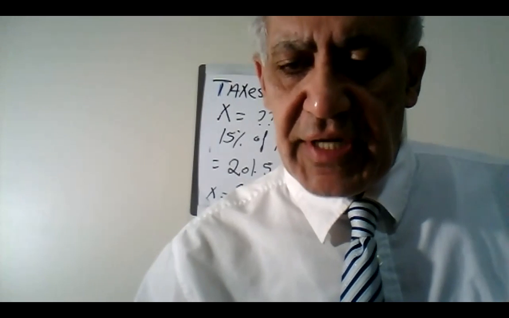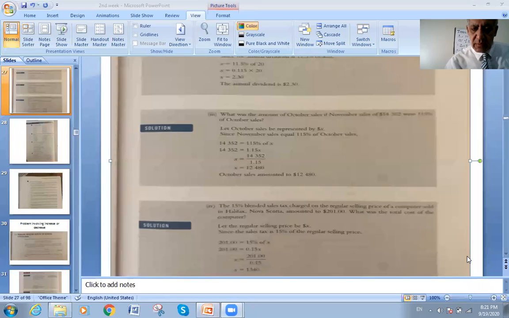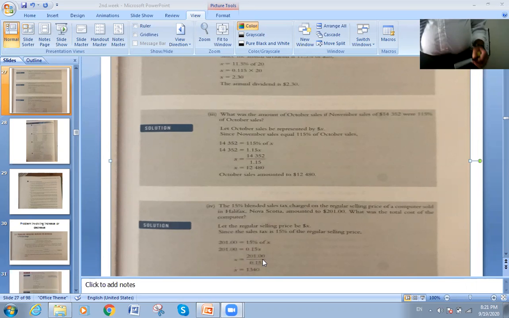Let's share the screen back. Okay, here we go. Like you see here, 201.5 divided by 15%. Then the price of the computer, when I do it on the calculator, will give me $1,340. And this is the solution of this example.